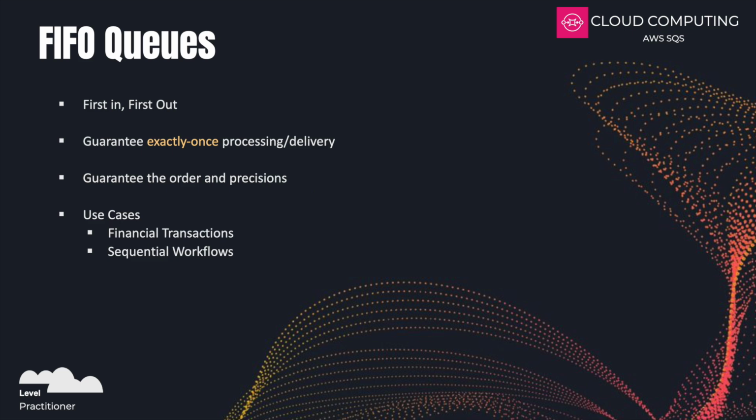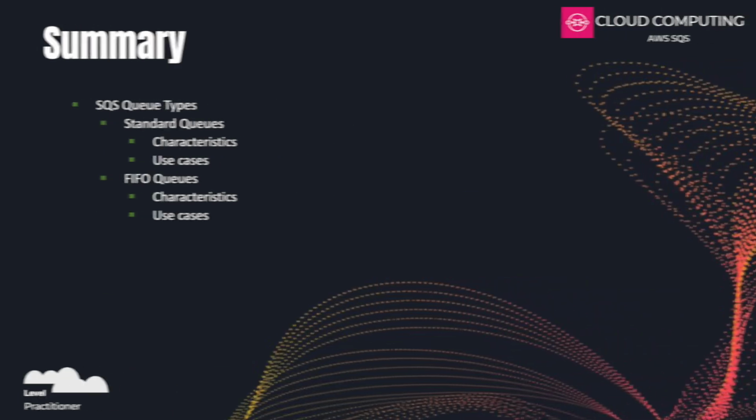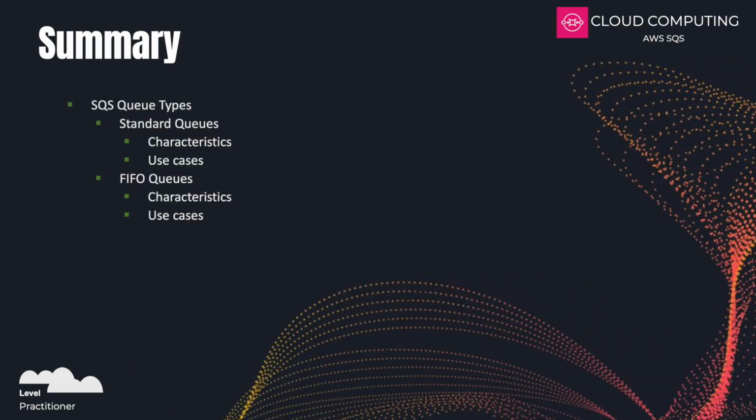And finally, FIFO queues generally offer lower throughput than standard queues. Unless you enable high throughput mode, they trade raw speed for stronger predictability. Alright, that wraps up our video about SQS queue types and their characteristics.